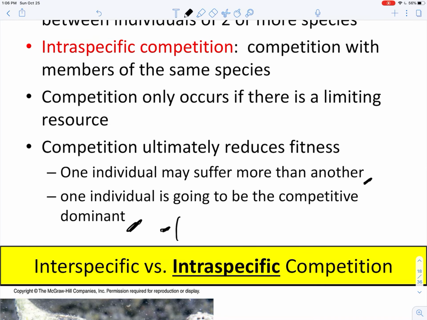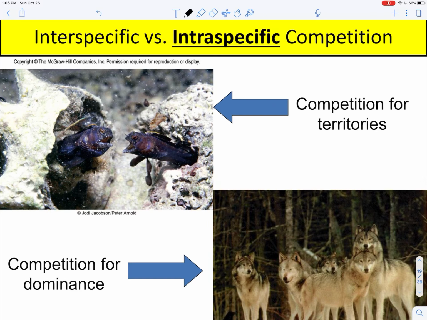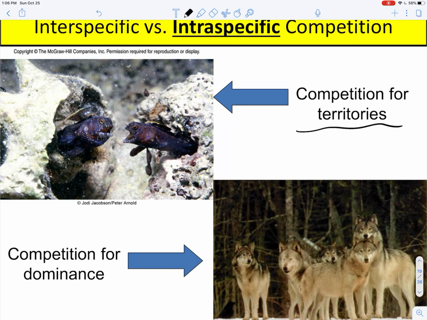So let's talk about some examples here. We've already talked a lot about these 3-spot damselfish. This is an intraspecific competitive interaction where they're competing for territories, so within the same species. Wolves are another great example where within a pack, these wolves are competing for dominance, or even among packs, where wolves are competing for territories.